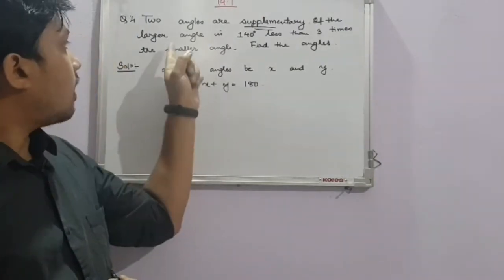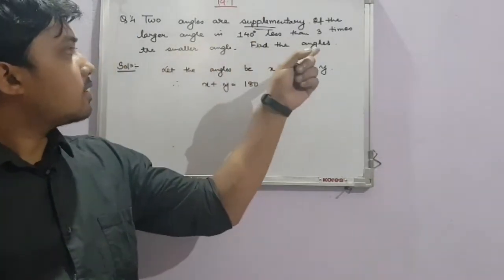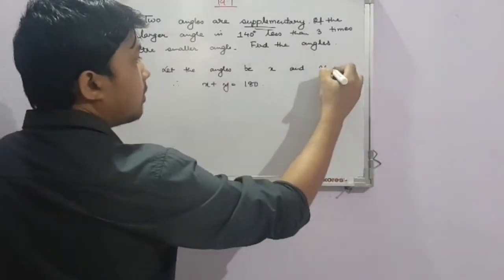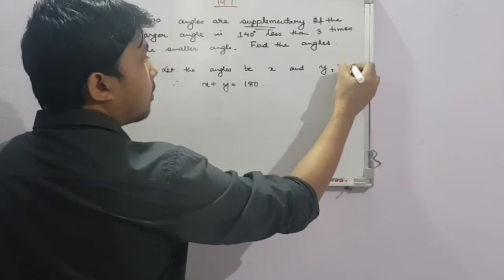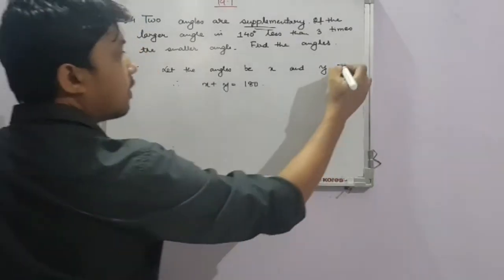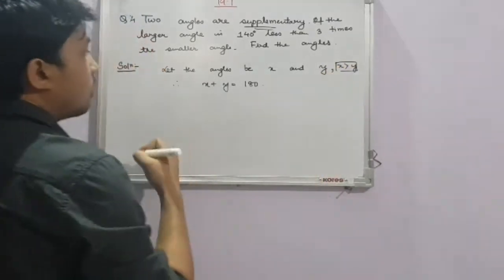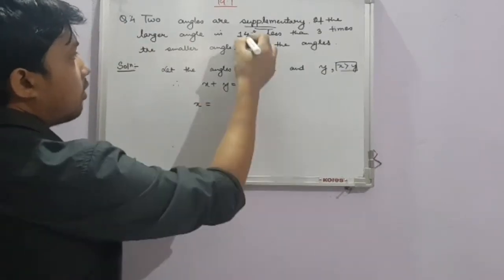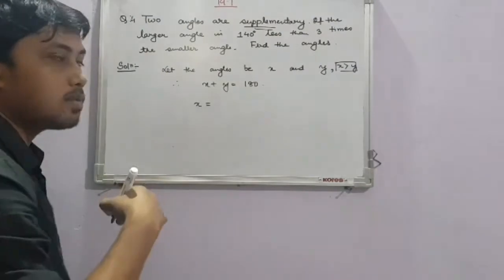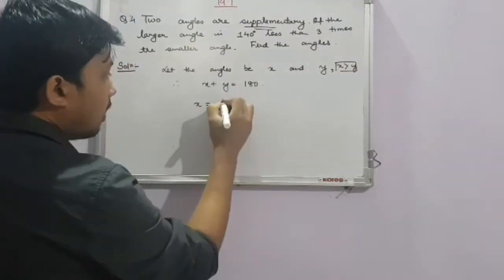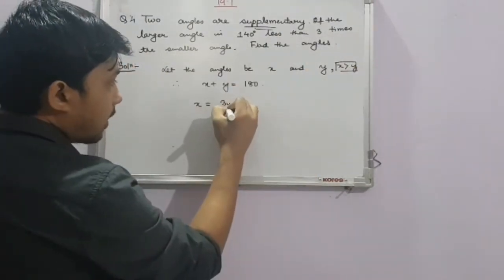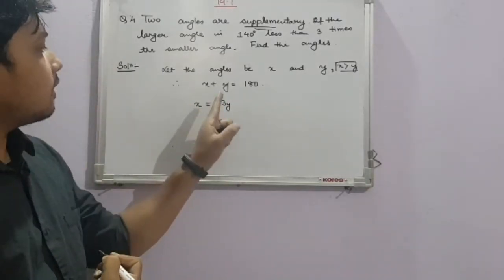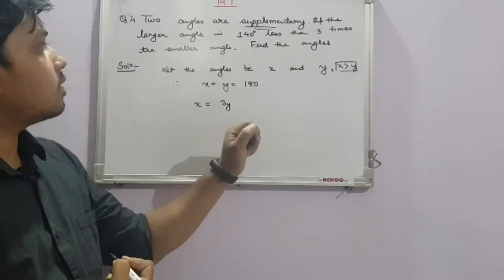Next they are saying the larger angle is 140 degree less than 3 times the smaller angle. This is very important. So here I'll assume that let's say x is larger than y. Right? This condition is very important. So the larger angle is 140 degree less than 3 times the smaller angle. What is my smaller angle? y. So I'll take 3 times the smaller angle.